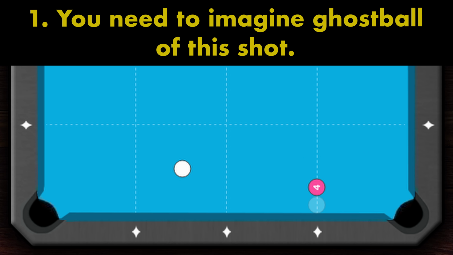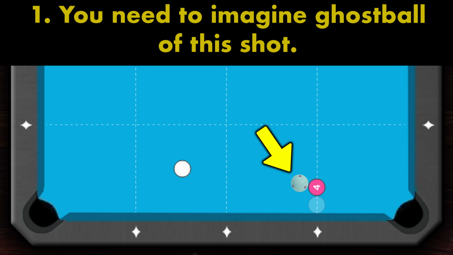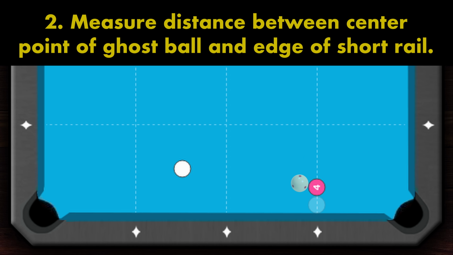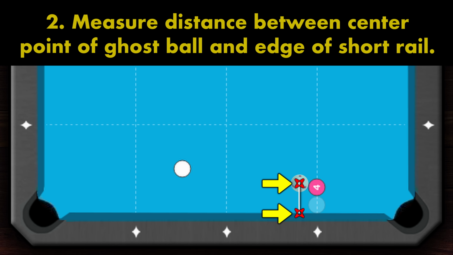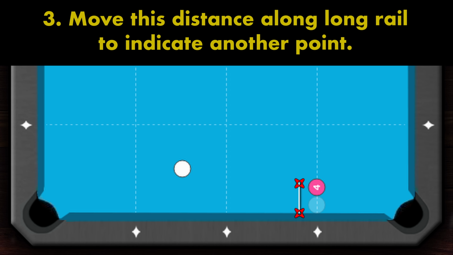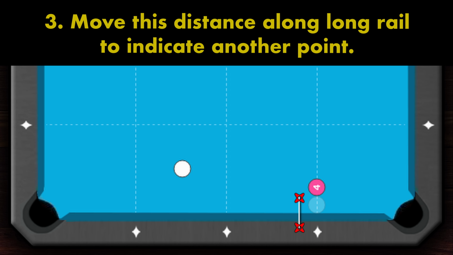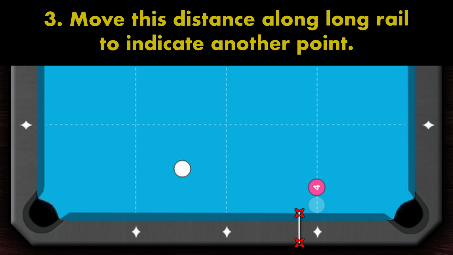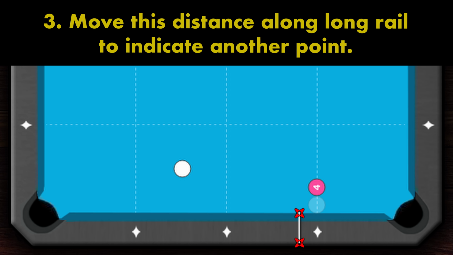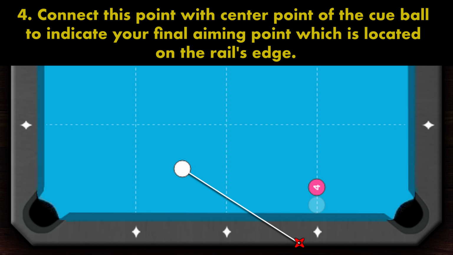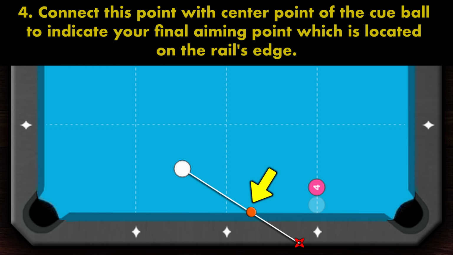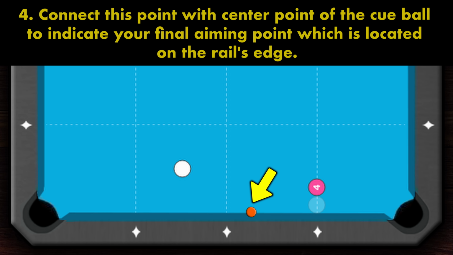First of all, we need to imagine a ghost ball where the cue ball needs to hit the object ball and measure the distance between the center point of this ghost ball and the edge of the short rail. After this step, we need to carefully move this distance along the long rail, which will indicate our aiming point. So if we connect this point with the current position of the cue ball, then we can see the point on the rail's edge where we should hit the cue ball.